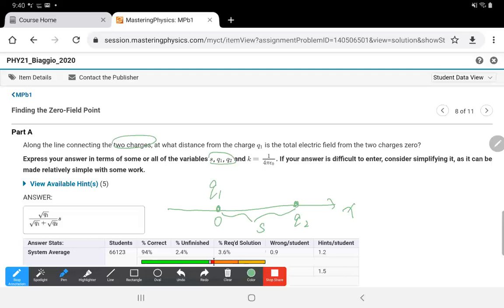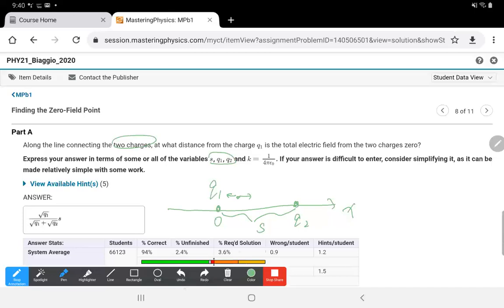And we see, if you want to find the zero point, these two charges should have the same sign. That means both are positive or both are negative. Because for the positive, you will have the electric field, one going this way and the other going this way. Then eventually they cancel.